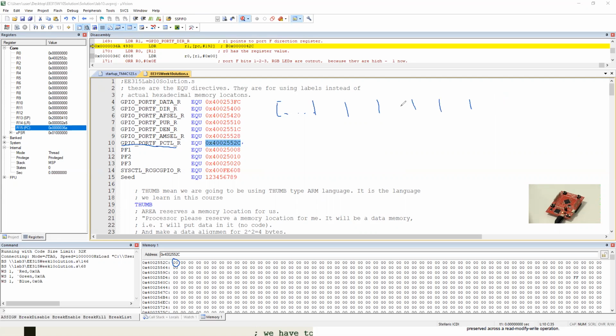So 1, 2, 3, 4, 5, 6, 7, and 8. So we've got bits in these. So 0, 0, 0, 0, 1, 1, 1, 1, 1, 1, 1, 1, 0, 0, just making up numbers. So these are the nibbles.